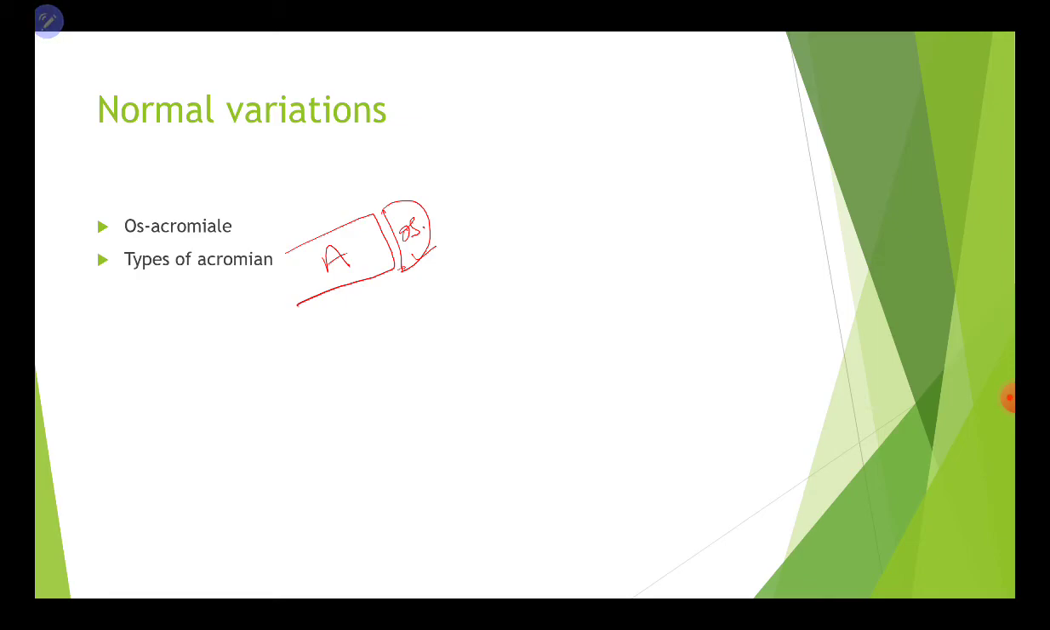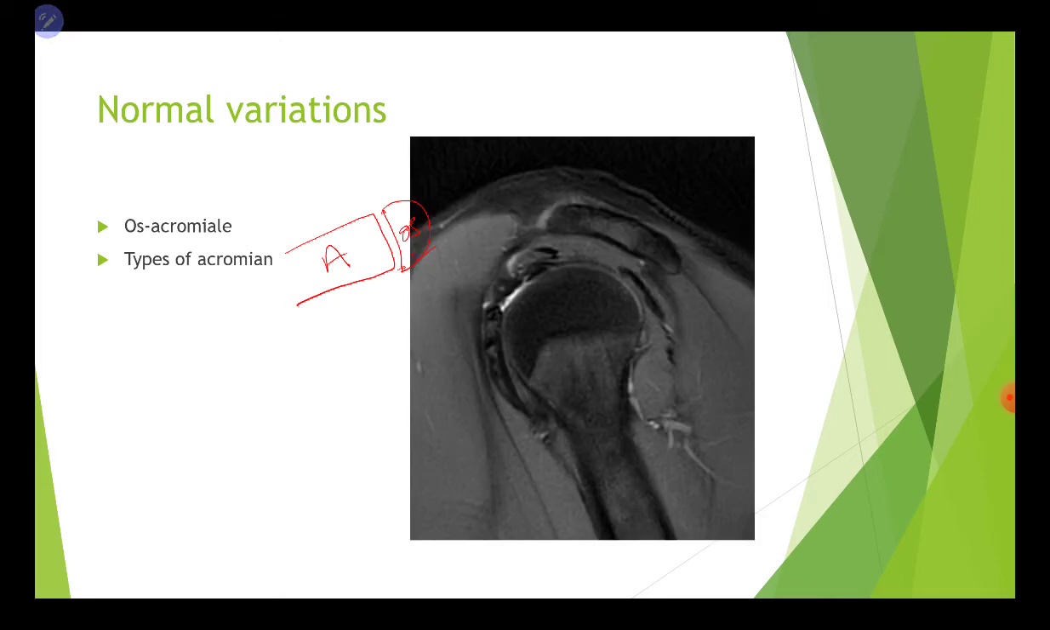Second is the type of acromion. We should always comment on the type of acromion. As I have already said, on this sagittal plane, we are going to comment on the type of acromion depending on the shape of the undersurface. If it is flat, then it is type 1. If it is curved, then it is type 2. If it is hooked, then it is type 3. And if it is curved superiorly, then it is type 4.